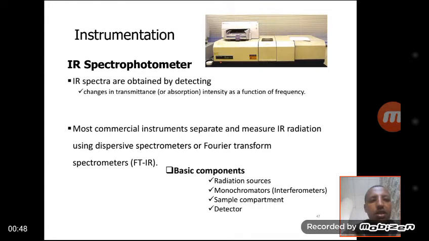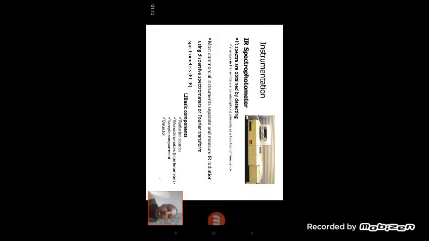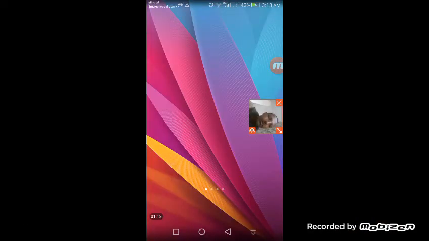The basic components of the instrumentation are a radiation source, a monochromator or interferometer, a sample compartment, and a detector. Each component is a great functional unit of the instrumentation. Without these, the instrument cannot work effectively or correctly. We can see each component one by one.